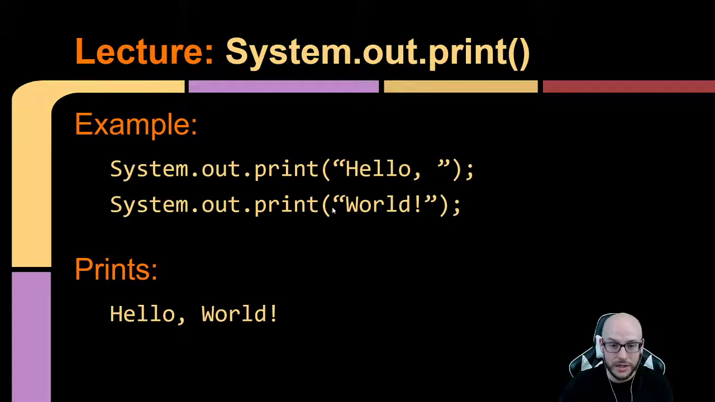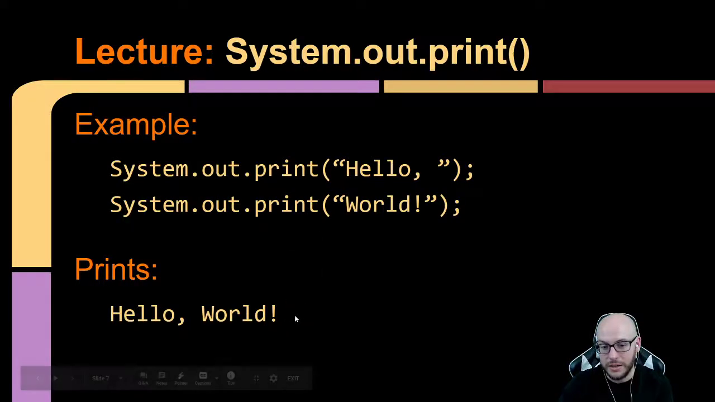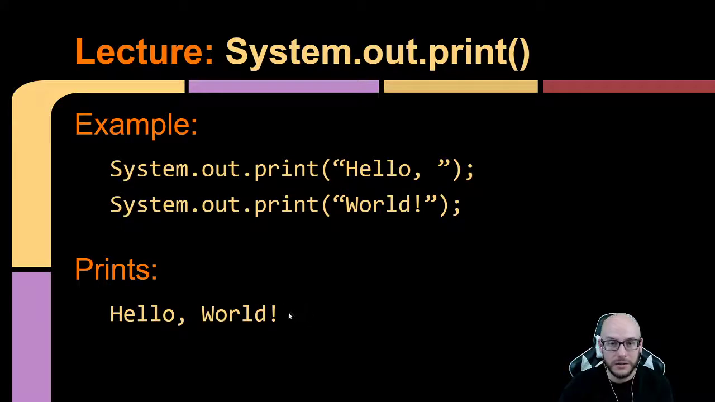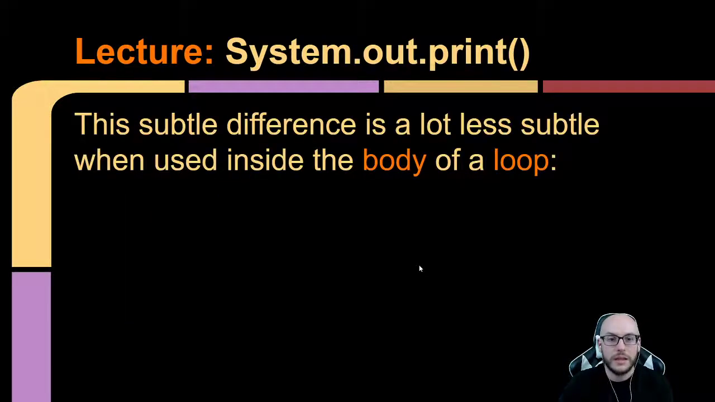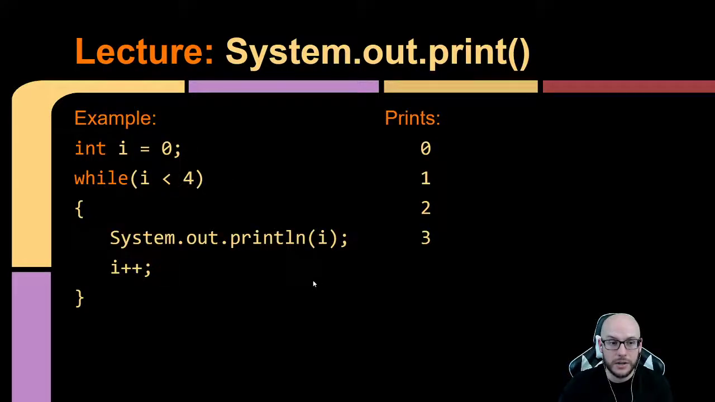And this one's not a println, and so anything else that I print is actually going to appear right here behind World. This subtle difference is a lot less subtle when used inside the body of a loop.